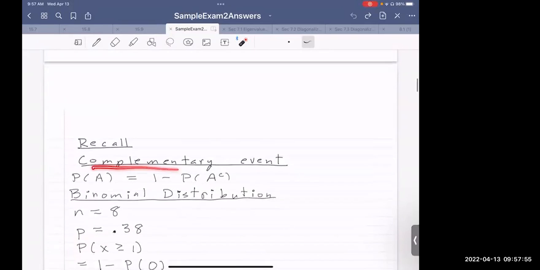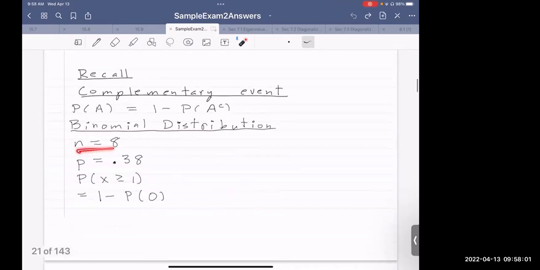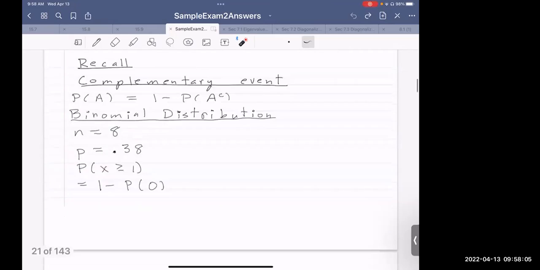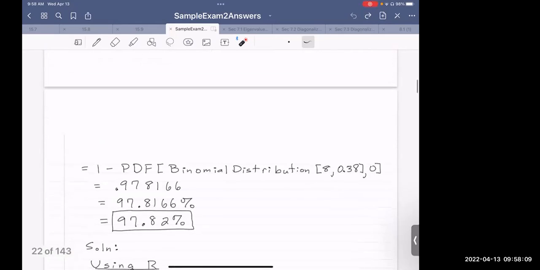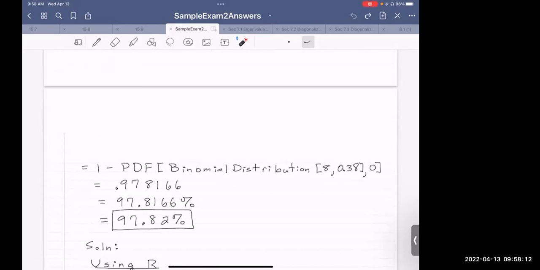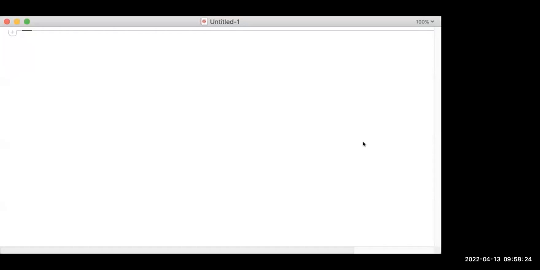So again, I will be using the complementary event. We have a binomial distribution. N is 8, p is 0.38. I want to find the probability that x is greater than or equal to 1. That's 1 minus the probability that x is 0. And so I'm going to do 1 minus PDF, binomial distribution, 8, comma 0.38, comma 0, and I'll evaluate that. So let's use Mathematica.